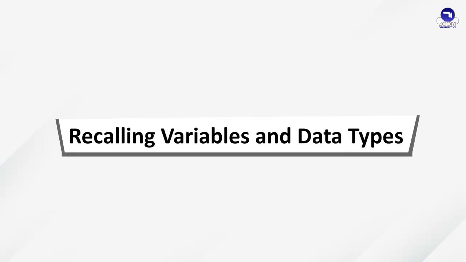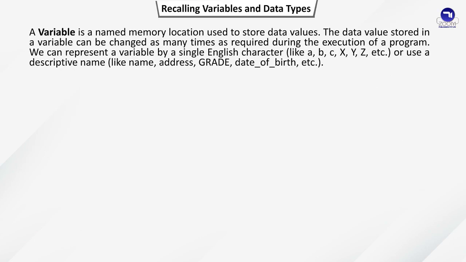Recalling variables and data types. A variable is a named memory location used to store data values. The data value stored in a variable can be changed as many times as required during the execution of a program. We can represent a variable by a single English character like A, B, C, X, Y, Z, etc. or use a descriptive name like name, address, grade, date of birth, etc.